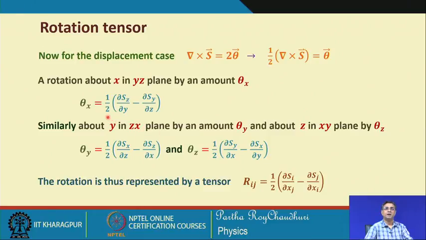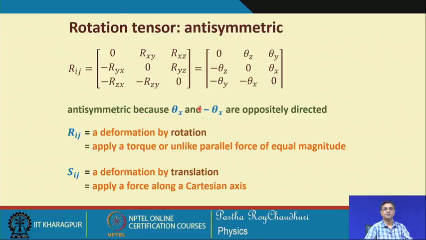So, I have been able to see that this rotation theta x is nothing but the differences of the components of the displacement vector along different directions. Therefore, the rotation tensor elements R i j can be written as half of del S i by del x j. You can see that i and j can take up the 3 values 1, 2, 3. So, it correctly represents the rotation of this vector.